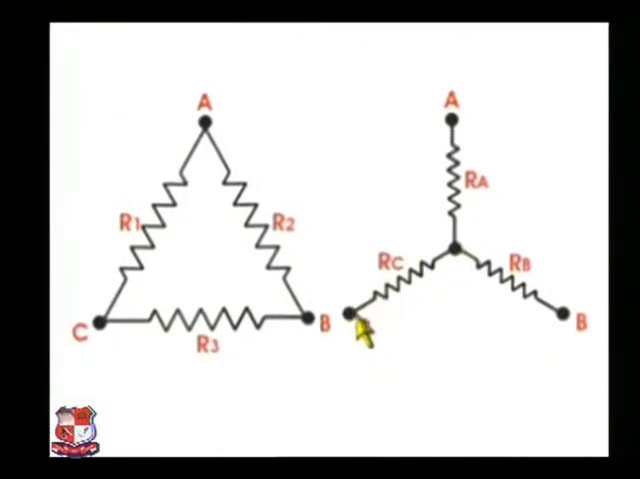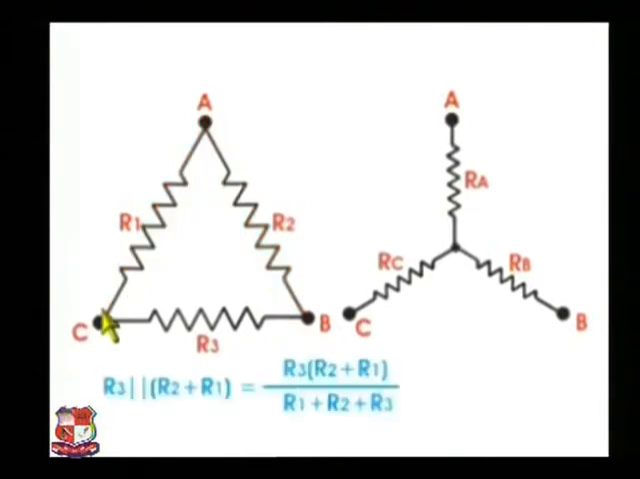Now think about the resistance value of the delta across points B and C. As you see from the diagram, there are two parallel resistive paths across B and C. One path is through resistor R3 and another path is through series combination of R2 and R1. Hence, the equivalent resistance between these points will be parallel combination of R3 and R2 plus R1, and this is equal to R3 into R2 plus R1 divided by R1 plus R2 plus R3.